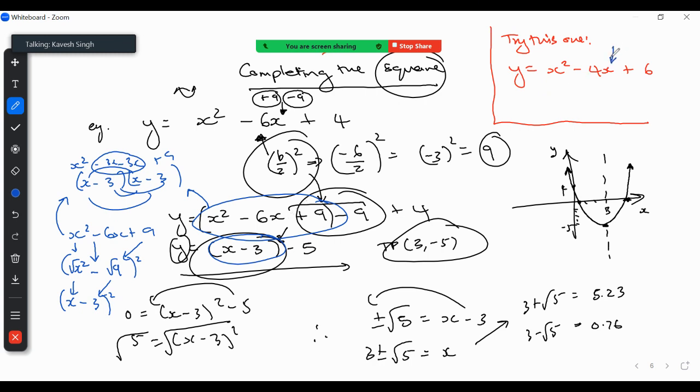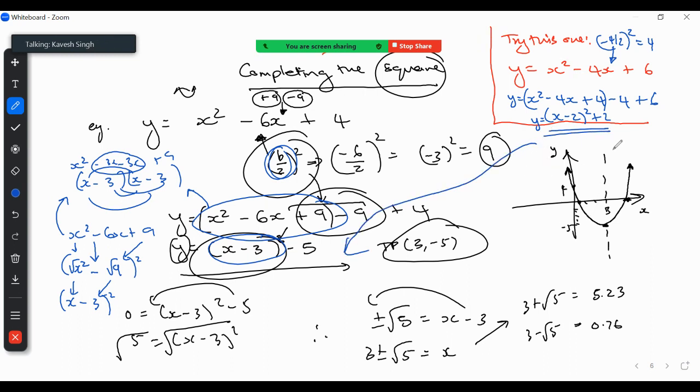So for this question, what you're going to end up with is negative 4 over 2 squared. That's your b over 2 squared. It's negative 2 squared, which is 4. And so when you get to your second equation, it'll be plus 4 minus 4 plus 6. And so that would become x minus 2 squared plus 2. And that would be the equation that we want to get to, like that.